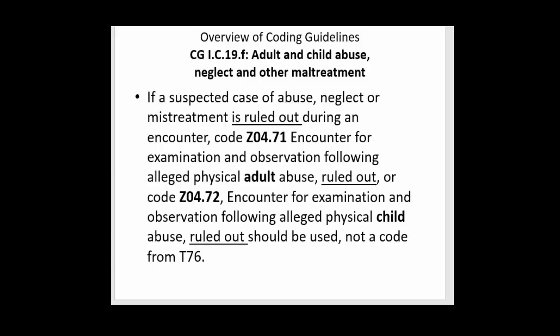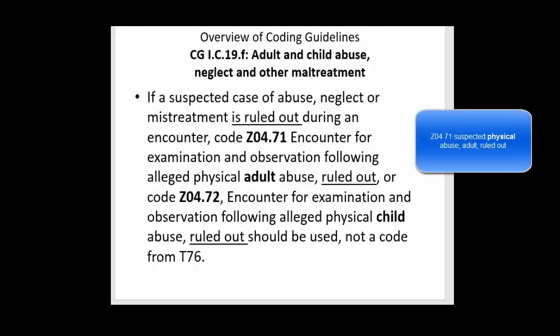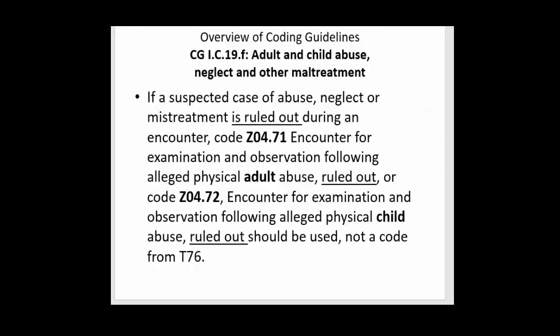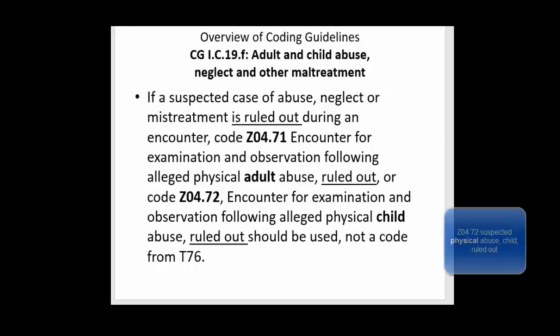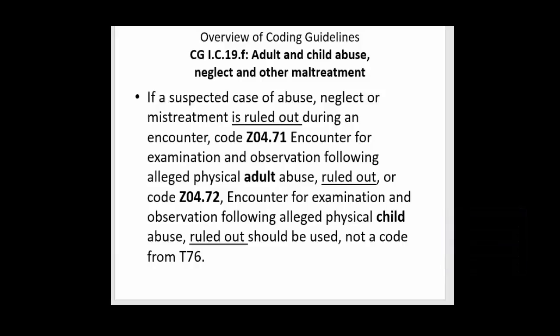There are also codes available if the patient is in the physician's office, for example, or in the hospital, and you are suspecting it's abuse, but then during this encounter or during this admission, it's ruled out, that we know it wasn't abuse. Then we're going to use the Z04.71 encounter if it's an adult, ruled out, or code Z04.72 if it's child abuse, ruled out. If you're using either of these Z04 category codes, you will not be using the T76.